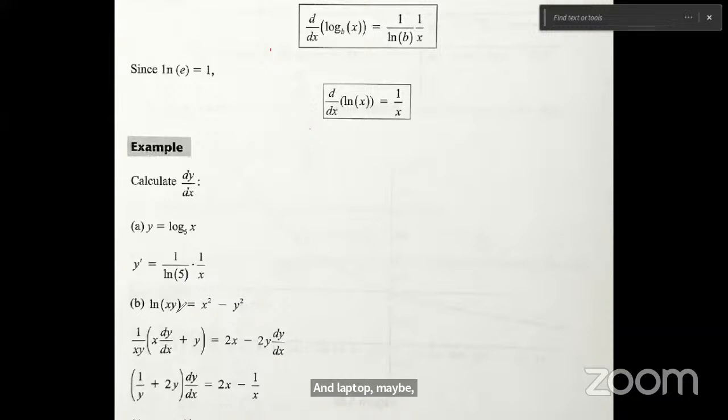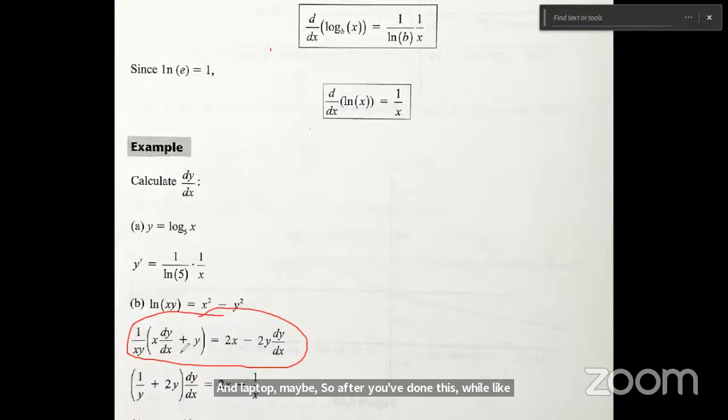So after you've done this one, like he has said, you just make what dy/dx the subject. So before you make dy/dx the subject, you need to expand what this equation here. You have to expand it. You have to expand this equation here. So once you expand this equation, then you can cancel this out and you make what dy/dx the subject.